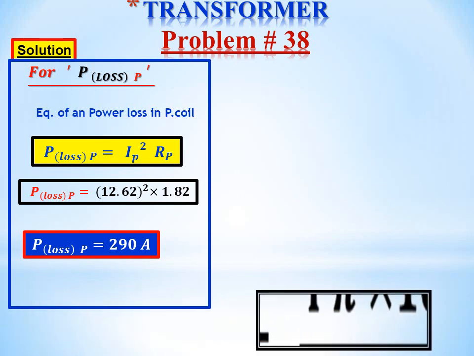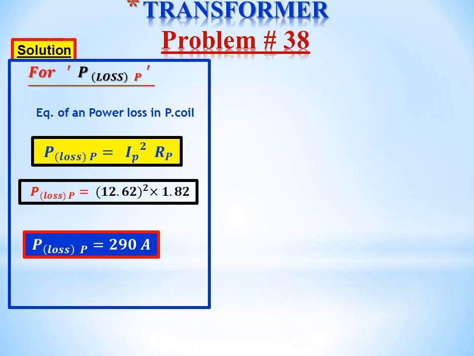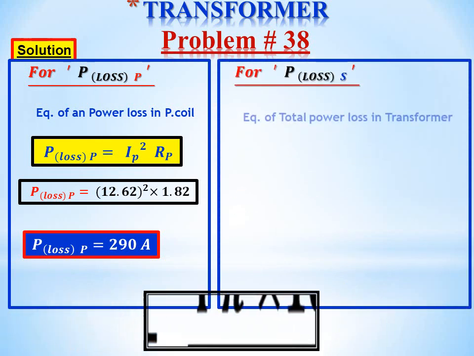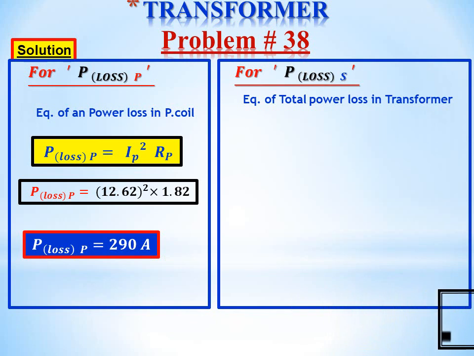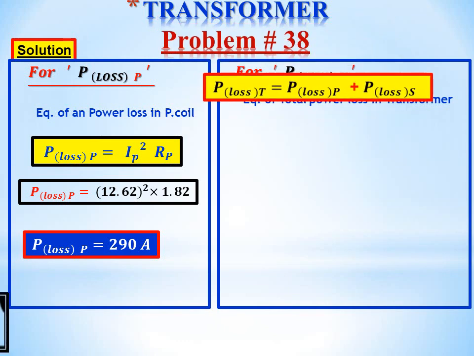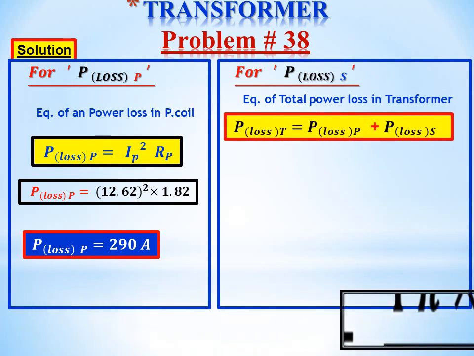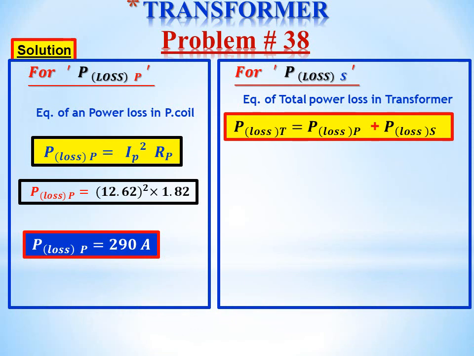Now we can find power loss in the secondary because we don't have the formula of power loss in the secondary directly. अब हम power loss in secondary पर आ रहे हैं. So from the equation of power loss in the transformer, or the total power loss in the transformer is P loss total is equal to power loss in the primary plus power loss in the secondary.